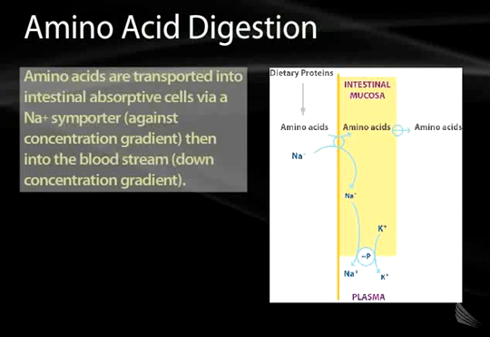Amino acids are transported into the intestinal absorptive cells by a sodium symporter. This goes against the concentration gradient and then down into the bloodstream. The way this works is that we create a sodium gradient using the sodium-potassium ATPase. This pumps sodium out of the intestinal mucosal cells, creating a gradient for sodium. And so sodium then moves down its concentration gradient into the intestinal mucosal cell and carries amino acids with it via the specific transporter.